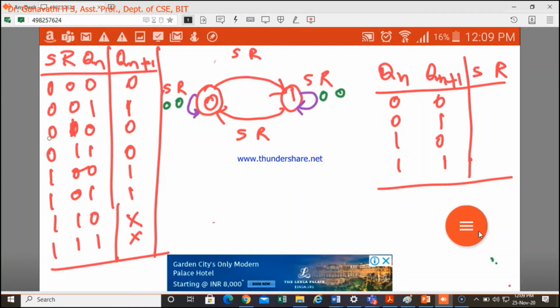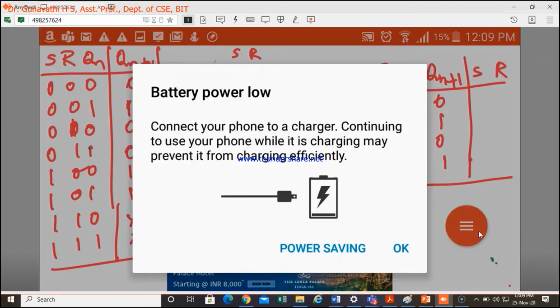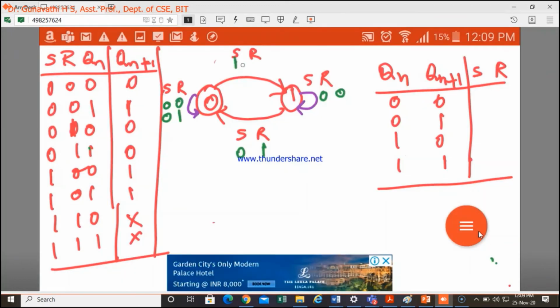0 to 0 transition when S is 0, R is 1. 1 to 0 when S is 0, R is 1. 0 to 1 when S is 1, R is 0. 1 to 1 when S is 1, R is 0.